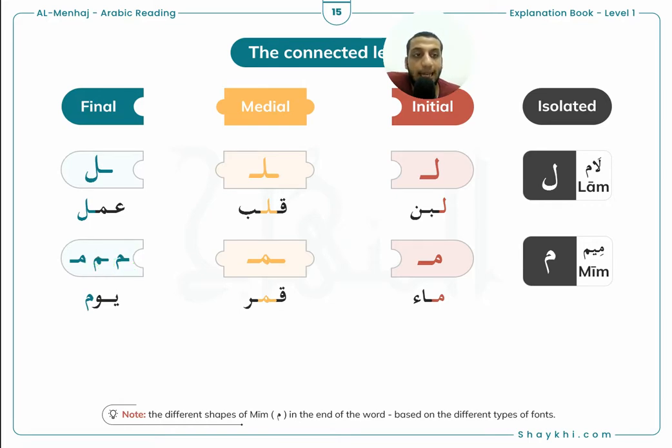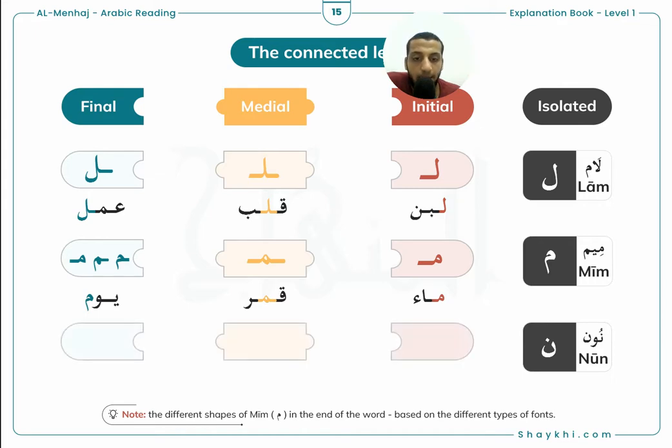Okay, so let's take the next letter, which is the letter Noon. The letter Noon in the initial form looks like this. Instead of a semicircle, it will be flattened like this. What about the middle form? The same as the initial form, but with a line before it. What about the final form? The same as the isolated form, but with a line before it.